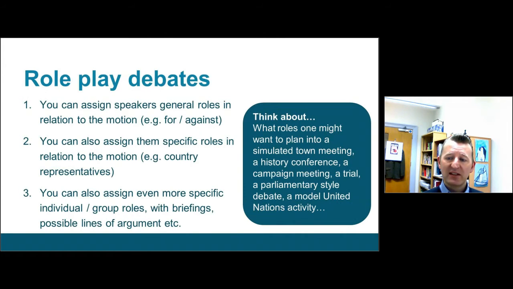If we're setting this up as a simulated town meeting to talk about a local historical issue, or a history conference where we're taking up the views of different historians with their own professional interpretations, or we're in a campaign meeting where we need to come up with different political interpretations, or a trial, we could put a famous person on trial, or a parliamentary debate, or a MUN debate, a Model United Nations activity. The kinds of roles that are relevant to that form of debate and the kind of context that we're developing will be different. So it's really important to think about not just how you'll use the roles, but what kind of roles will open up the most interesting avenues of thinking and debate in the classroom.